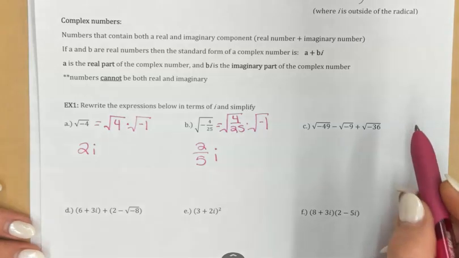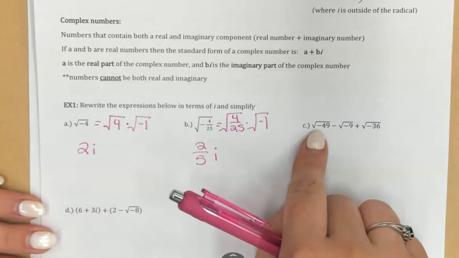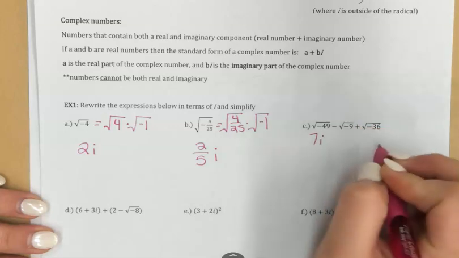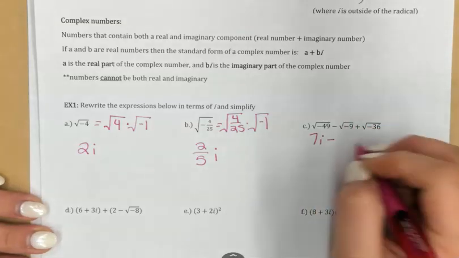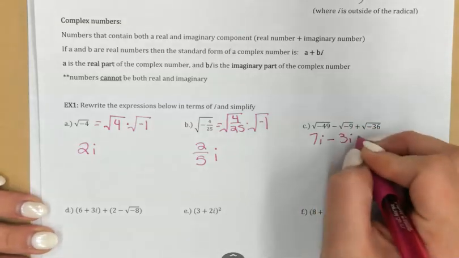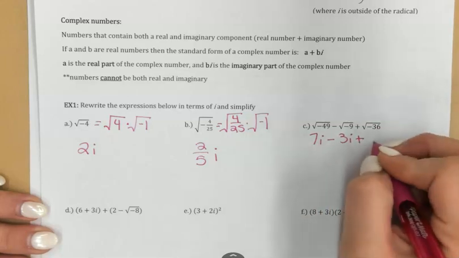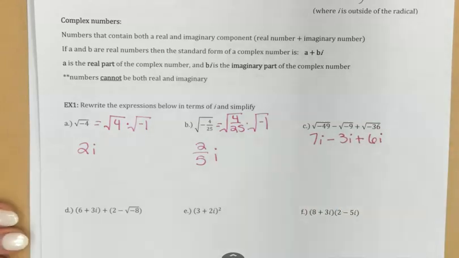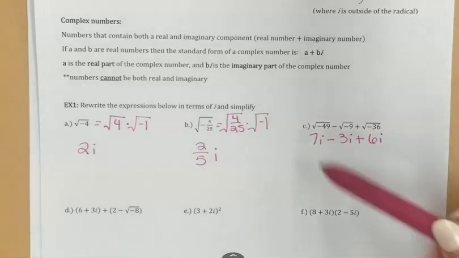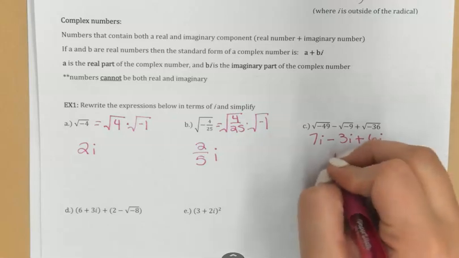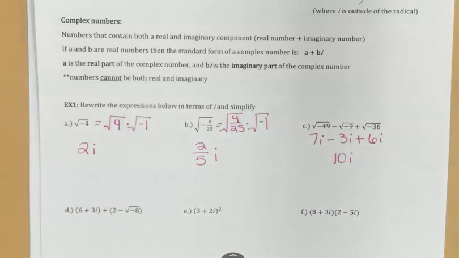On C, I've got a whole string of these. I know the square root of -49 would be 7i, minus the square root of -9 would be 3i, plus the square root of -36 would be 6i. I can combine these like terms just like I could if there was any other variable involved. So 7 minus 3 plus 6 gives me 10i.